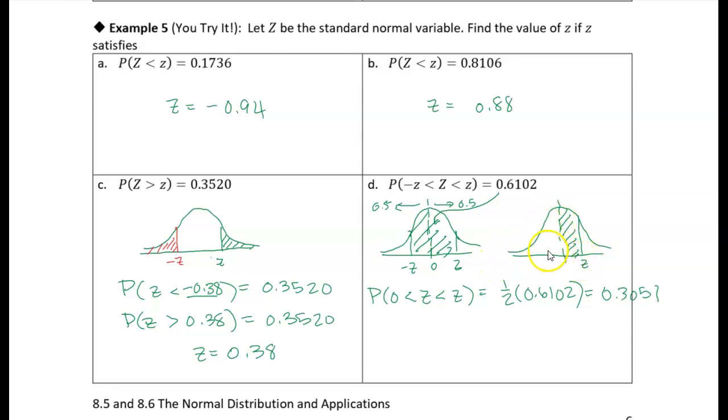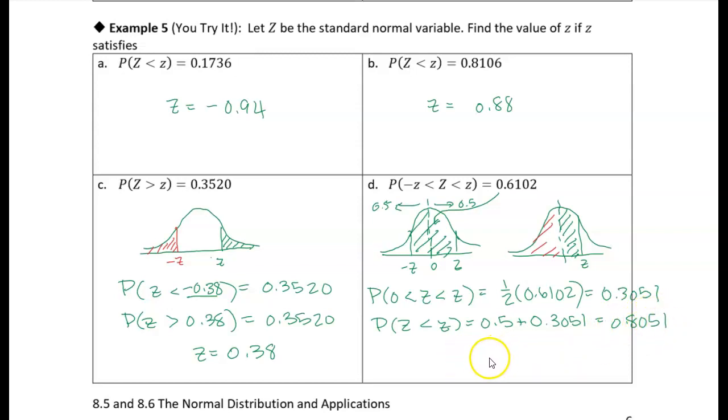And then because I need to look up to find the z score, I've got to have the probability that something is less than that z score, right? So I'm just going to add this probability of a half to it, and then that'll give me the total area below that z score. So the probability of z being less than the z score I'm looking for is going to be 1/2 plus the value I just figured out, 0.3051. So there I get 0.8051.